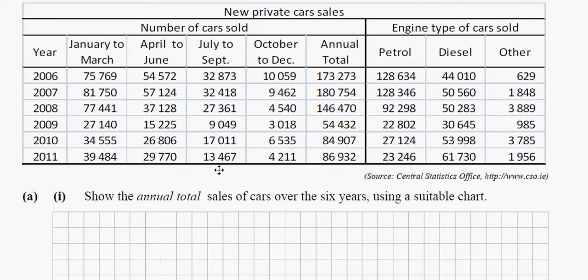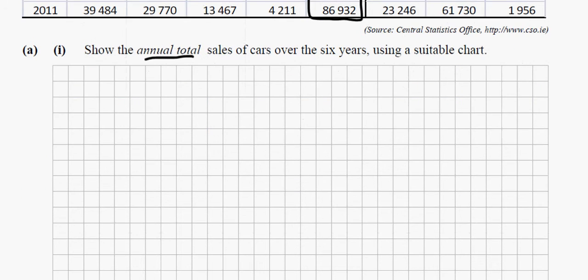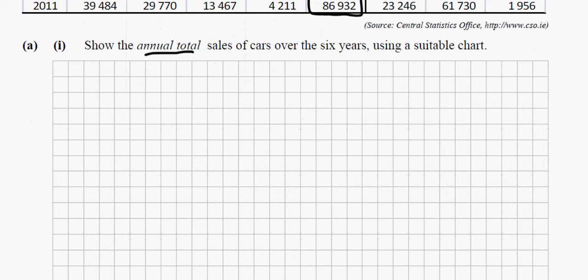So what I reckon we might do here is, it wants the annual total. The annual total is basically this line here. It wants us to compare 2006 all the way up to 2011. So this is the annual totals. Annual total is the keyword. For a suitable chart, just use a bar chart. A bar chart is going to be very easy to use. We might go from a scale of 1 to 18 maybe. That might be a good choice here.